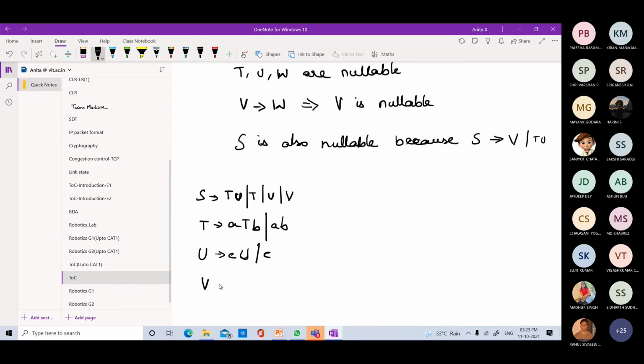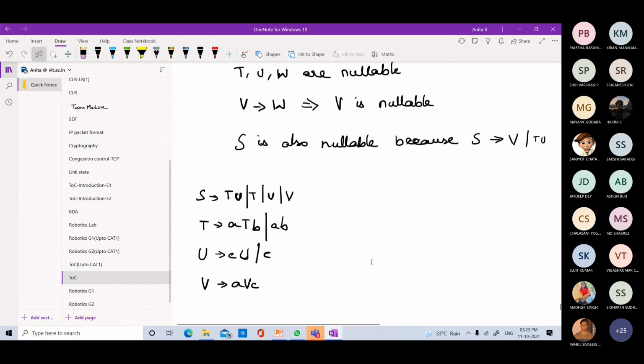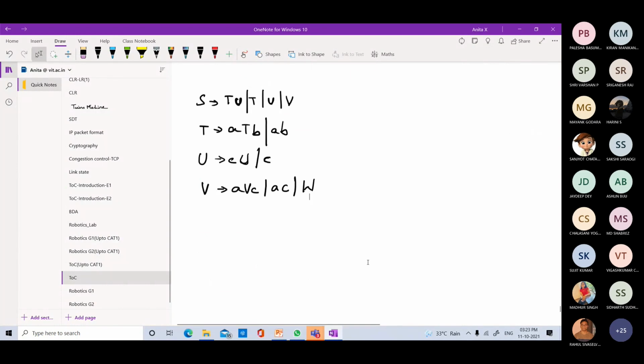And then B derives A, B, C or W. Here you can see B is nullable, as we have already discussed. So if B is nullable, I will have only A, C. Next is W. And next comes W derives B, W or epsilon. If W is nullable, I will have B. So this is how we eliminate the epsilon production. Hope it is clear to you all.